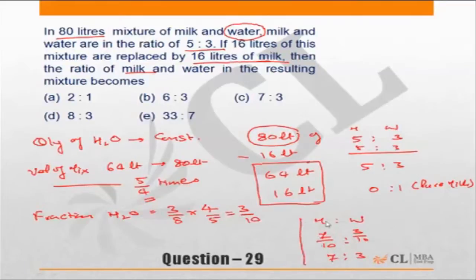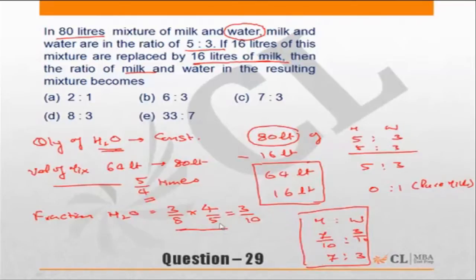Again, I have used that simple concept. If the volume has become 5/4 times, the fraction of the item which is not changing, in this case water, becomes 4/5 times. Why is milk changing? Because you are adding a quantity of milk into the mixture. Originally water was 3/8 of the mixture. Since the volume became 5/4 times, the fraction of water has to become 3/8 into 4/5, which is 3/10. This is a simple way of doing this question.